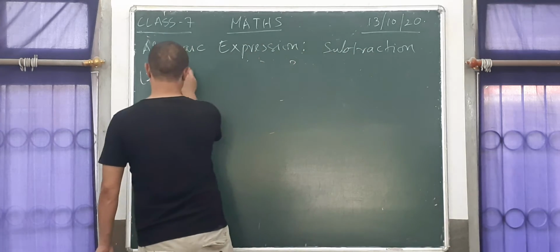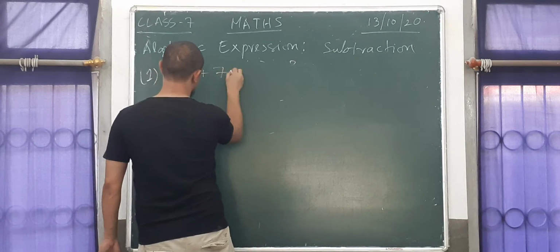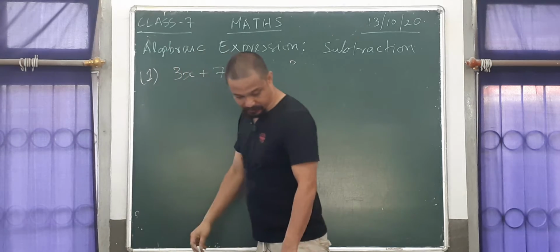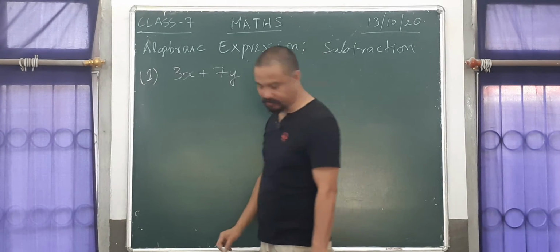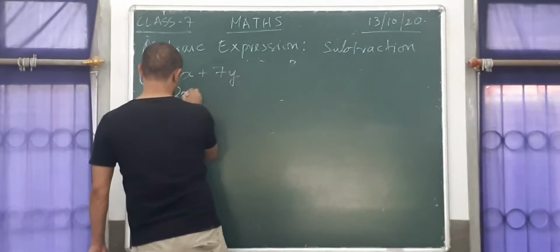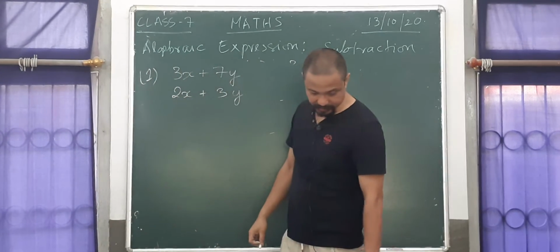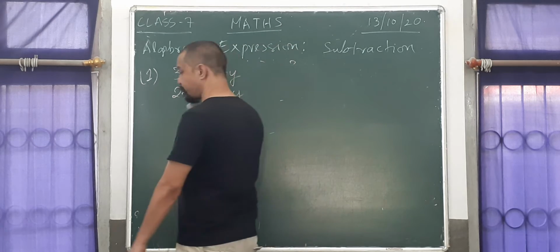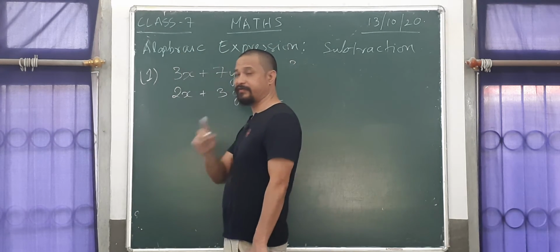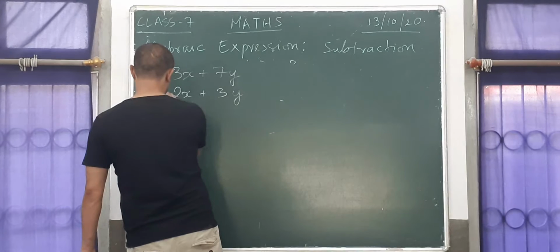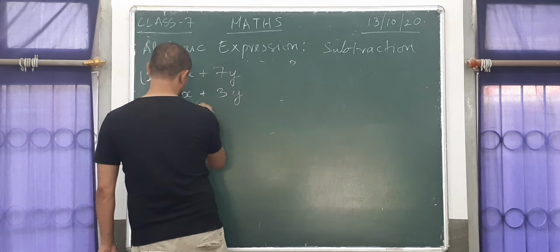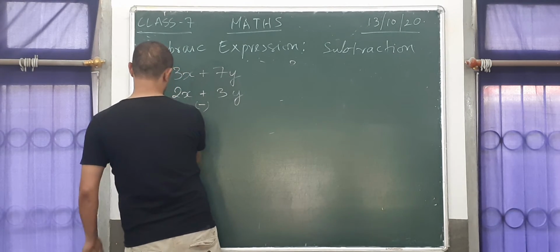So the from, after from, you have to write it first. 3x plus 7y, right? You have to subtract 2x plus 3y. If I'm not mistaken, that's the right one. Okay. Now both of them are positives. You have to change the sign of the subtrahend. Okay, or the lower expression. So this is minus. This is minus.